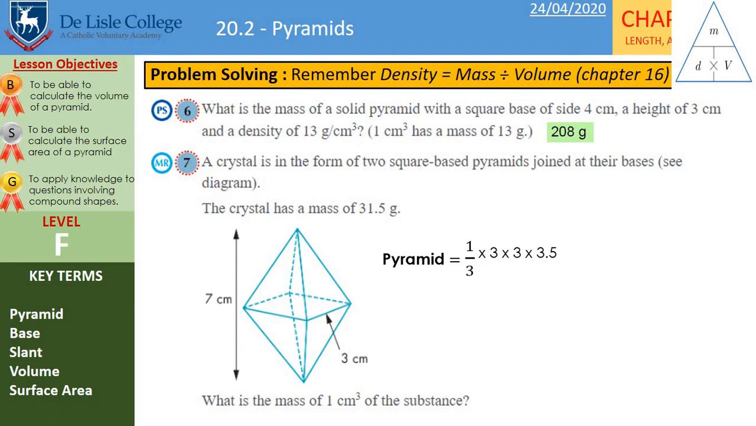Right, good. So first things first, we need to find the volume of one of these pyramids. So if it's square base, that's 3 and that's 3. And then the height must be half, so it's 3.5, and then we get 10.5 centimetres cubed. But there are 2 of those pyramids, so it's actually 21. So the total volume is 21. We want to know what the mass is for 1 centimetre cubed. So you do 31.5 divided by 21 and you get 1.5 grams.